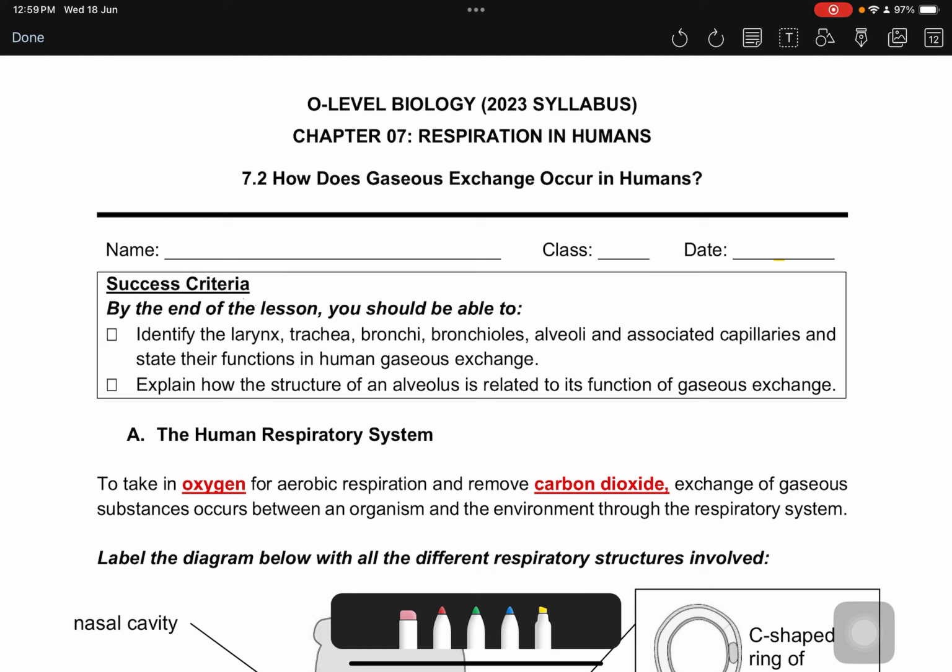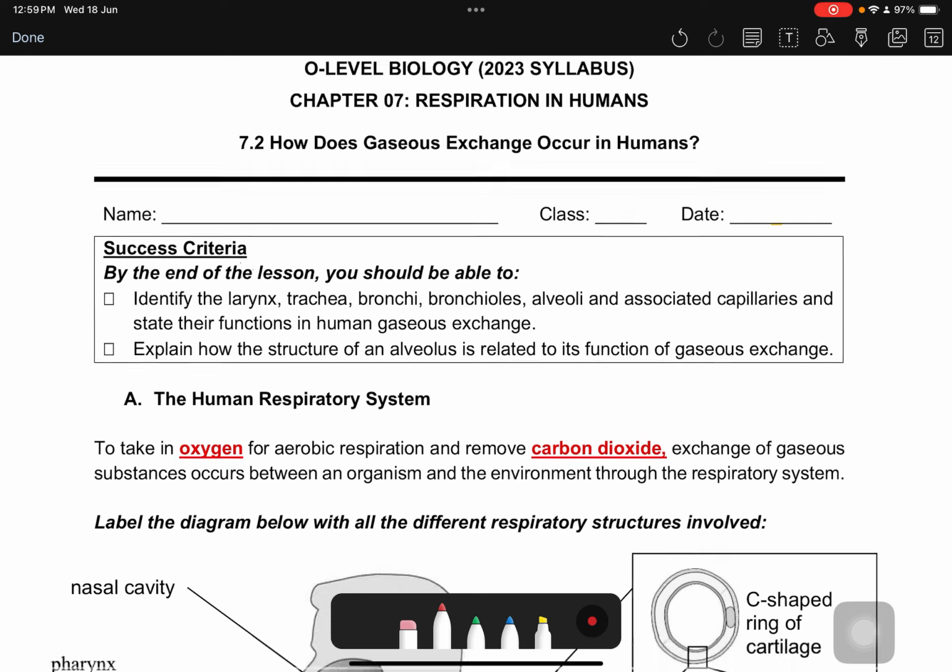But for this video on 7.2, our main focus is really to understand the different structure and function of the respiratory system. So two parts to this: the structure and function, as well as how gases are exchanged in our respiratory system. So two parts to this. Let's first dive into the human respiratory system first.